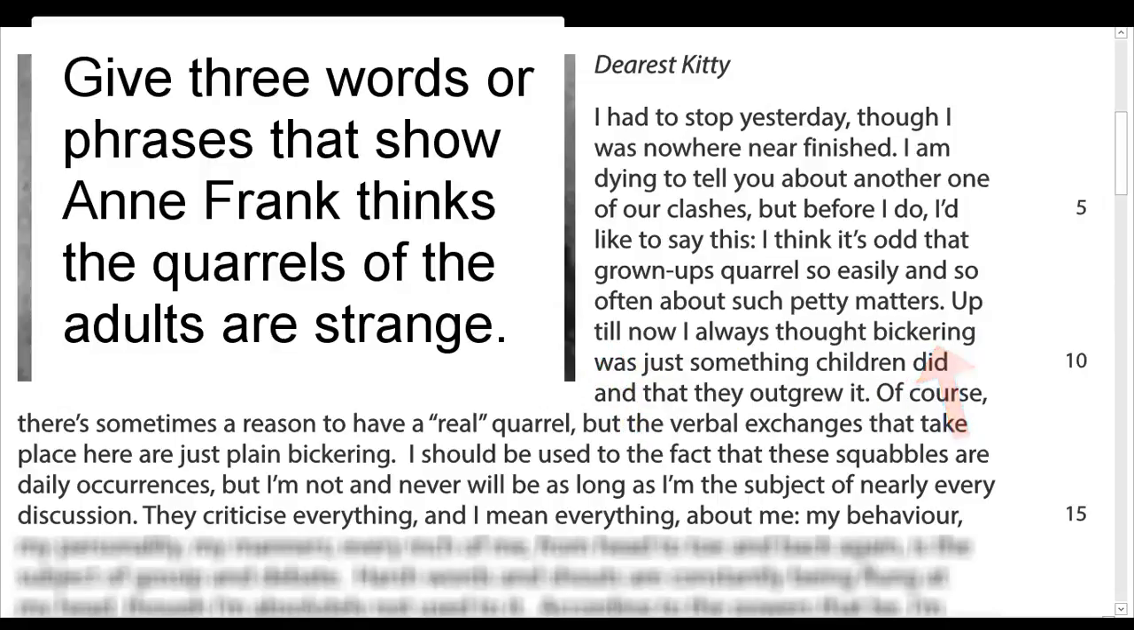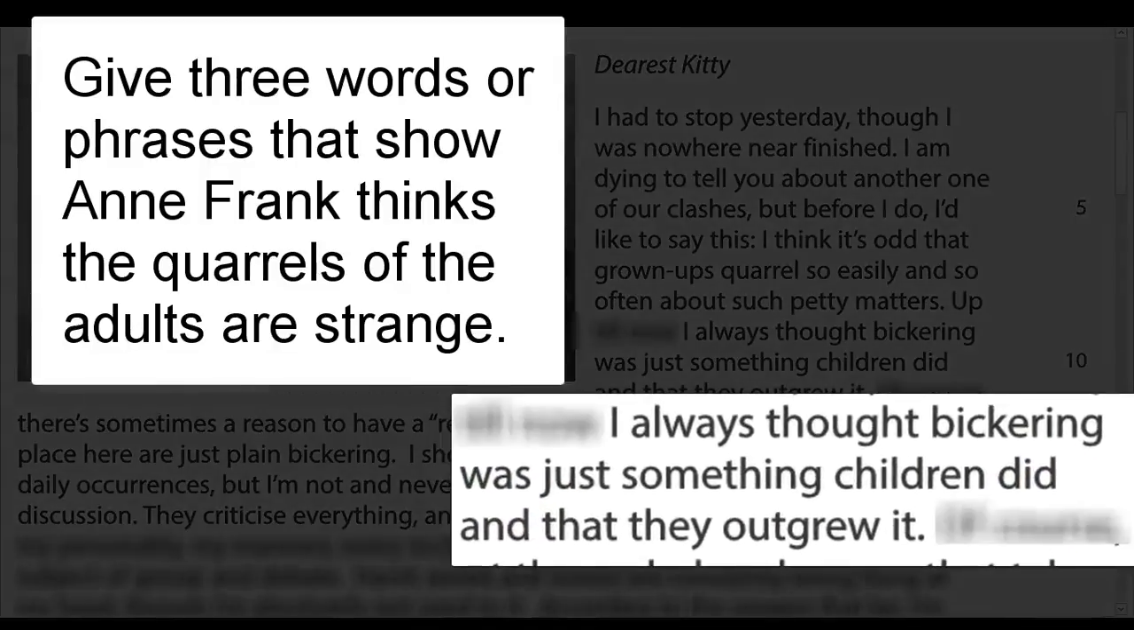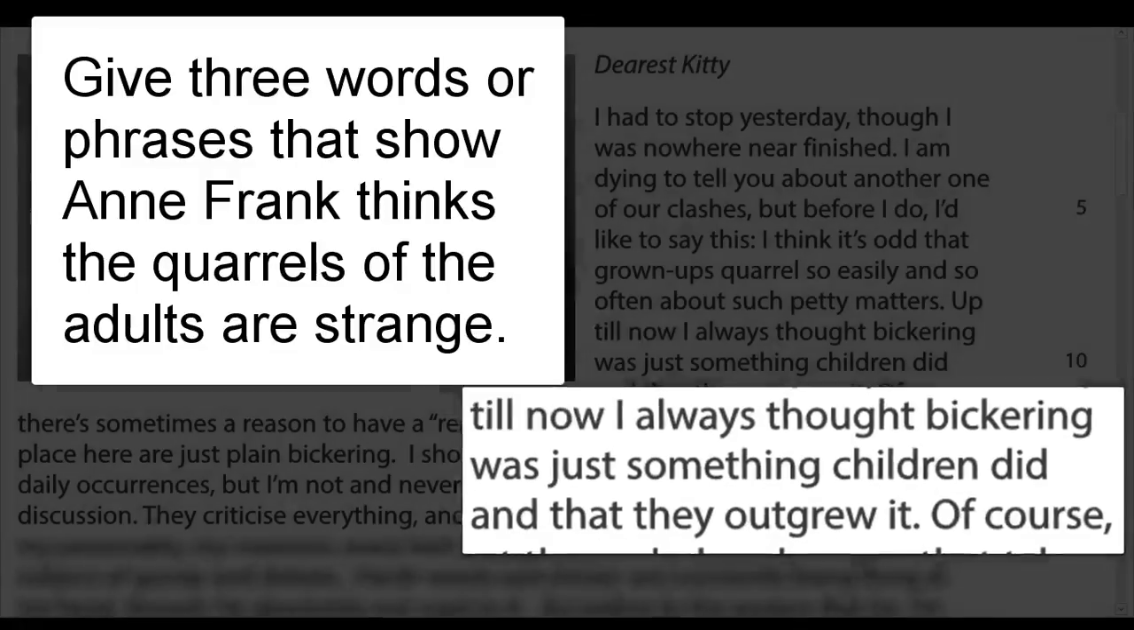Okay, so on line 9, "I always thought bickering was just something children did and they grew out of it." So again, that would be a relevant phrase because she's saying that it's strange, that it suggests that it's odd that adults are doing it and they should have grown up by now. So that would be a relevant thing to use in response to that question.